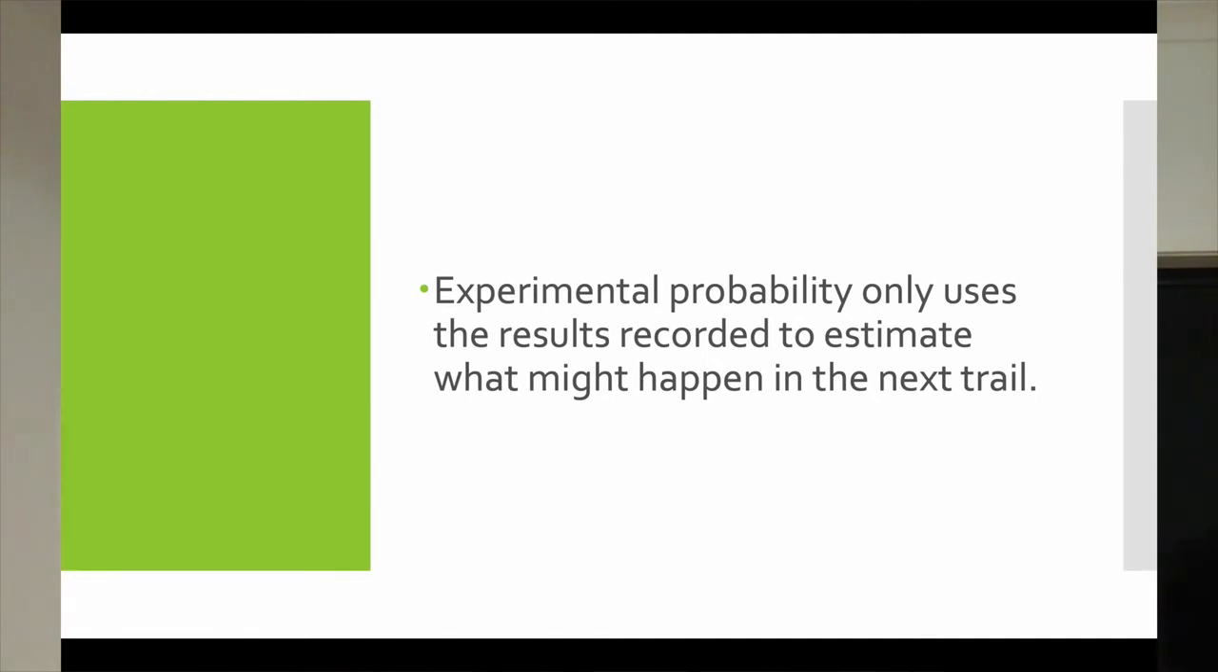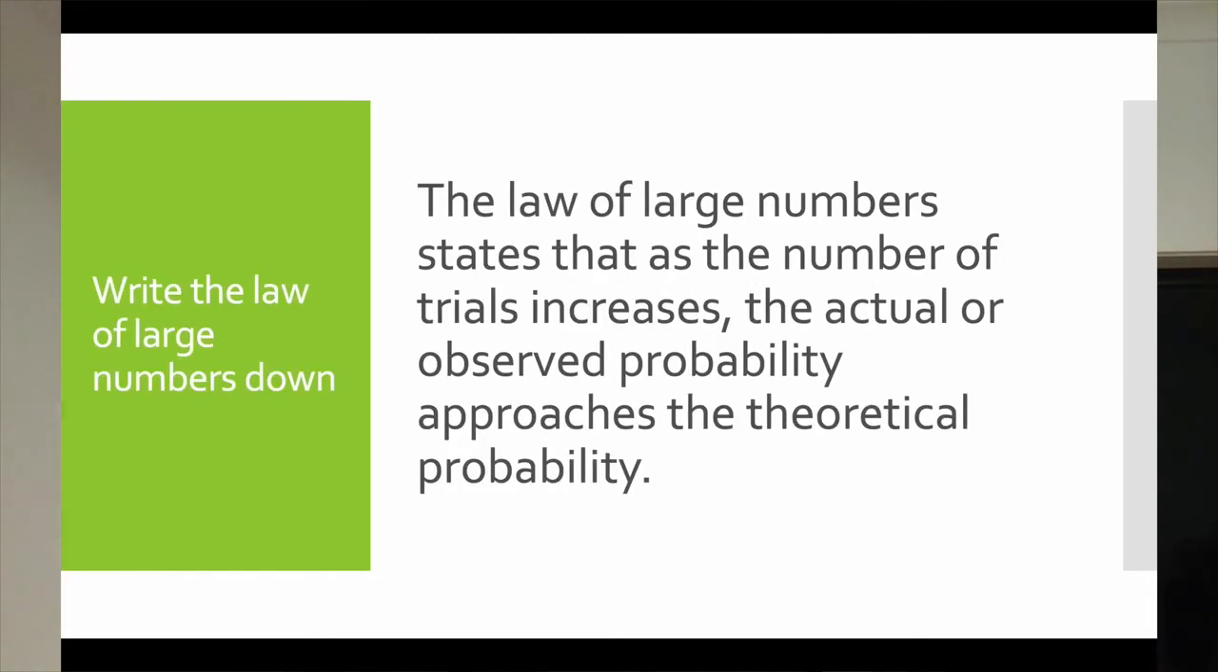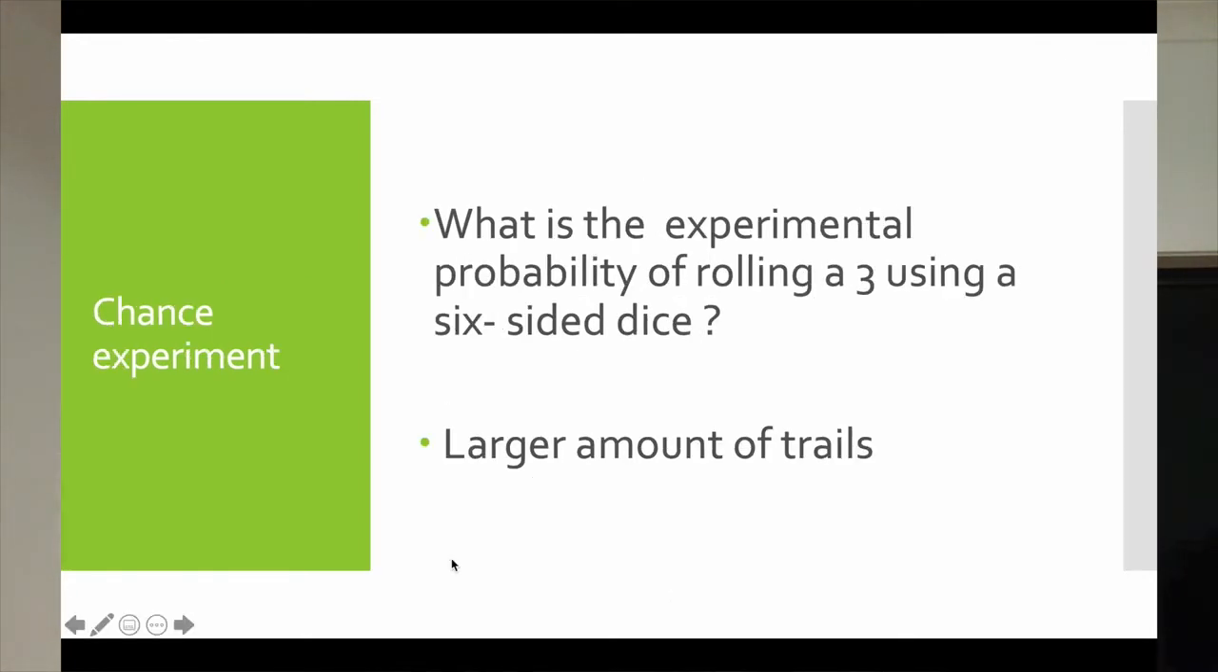To explain this, we need to introduce the law of large numbers. The law of large numbers states that as the number of trials increases, so the number of rolls we do, the actual or observed probability approaches the theoretical probability. So the more trials you do, the closer your experimental probability will be to your theoretical probability. Let's test this law and try a larger amount of trials.